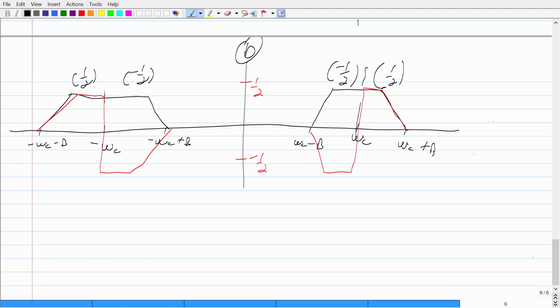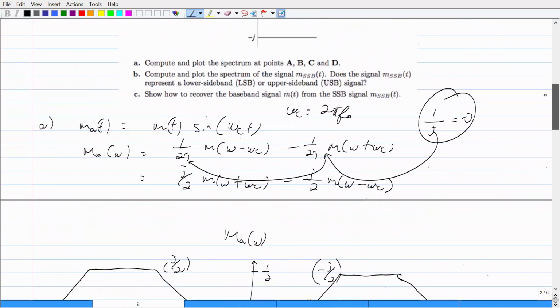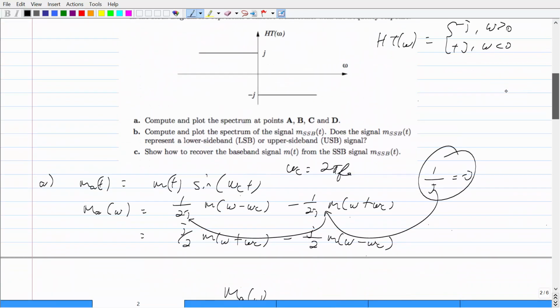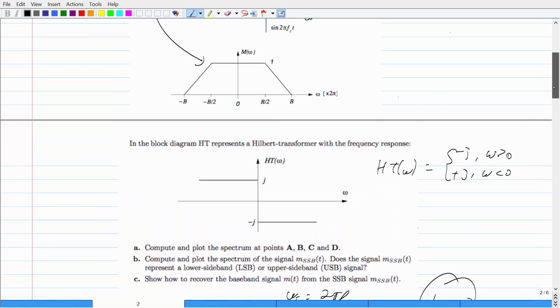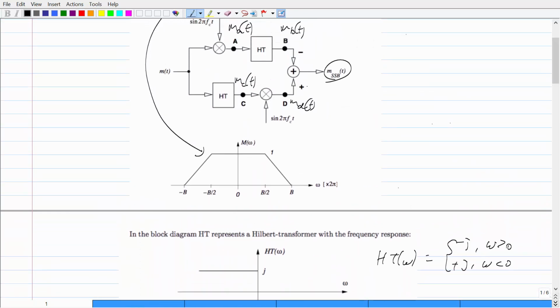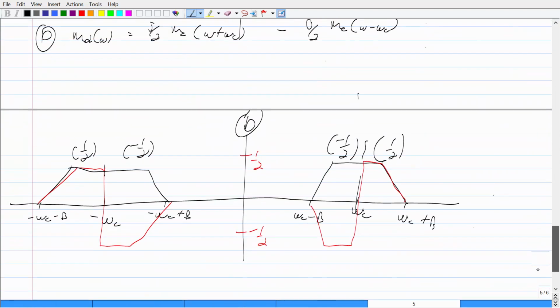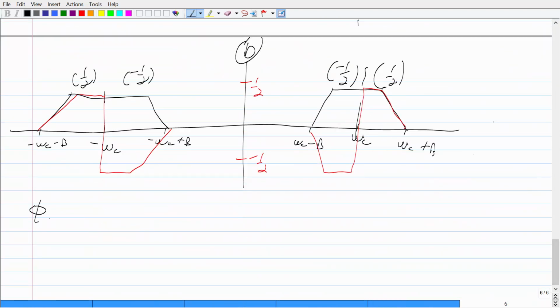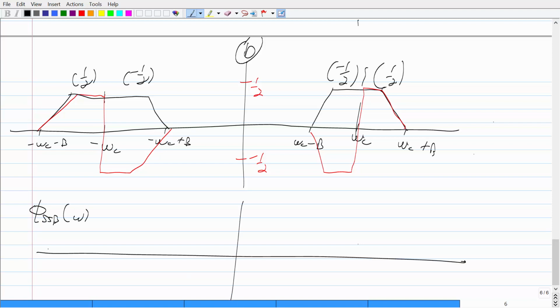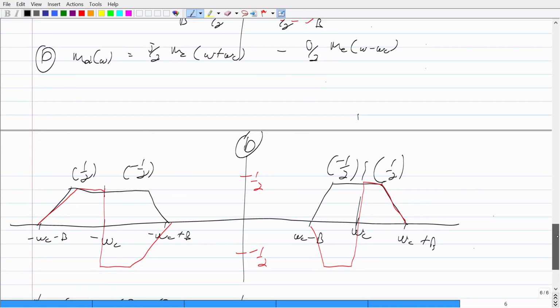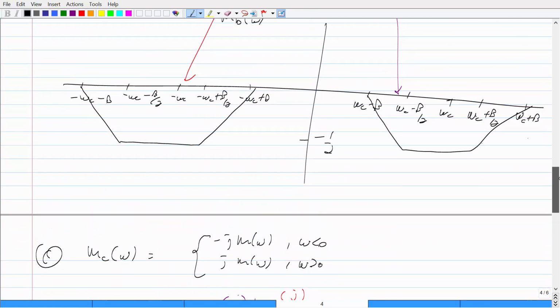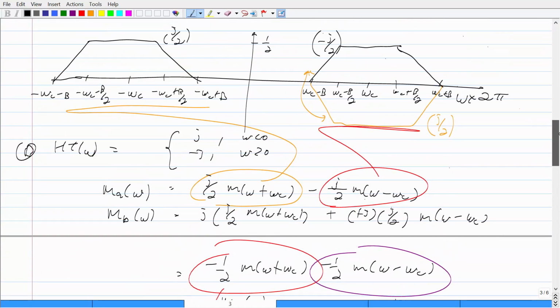Okay, so finally, we have parts D and B, and then compute and plot the spectrum of m_s. So what you have to do now is take D and subtract B. So that's the next part: the single sideband modulated signal in terms of omega. Basically you're taking D and subtracting B. So this is D here, and this is B from above.